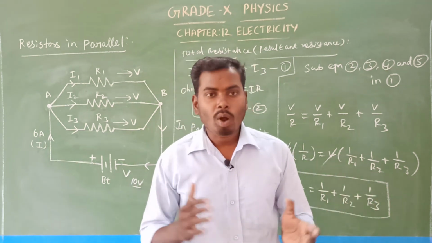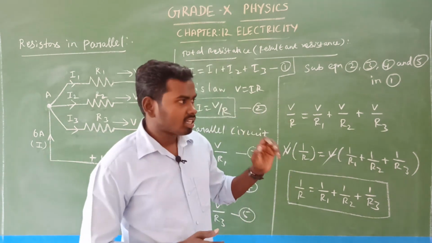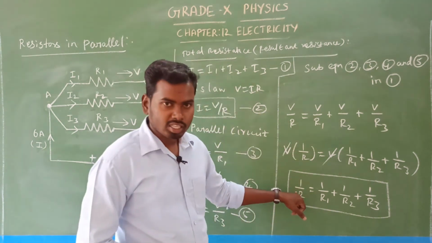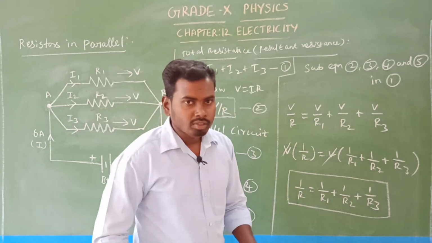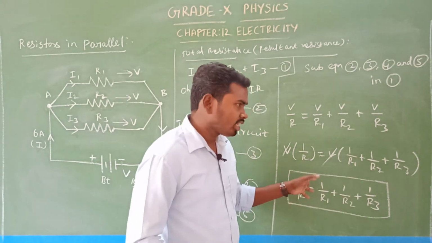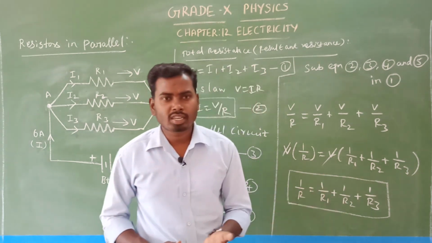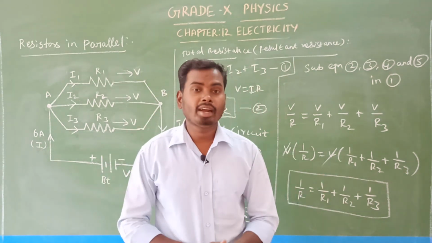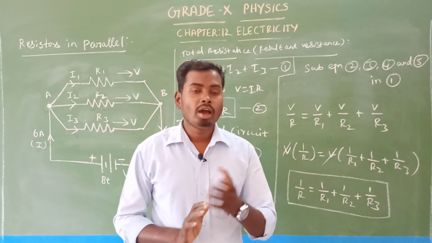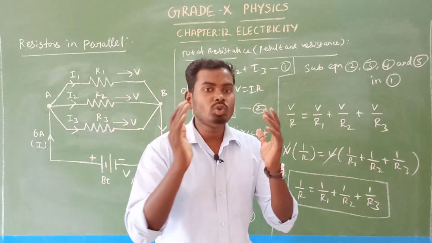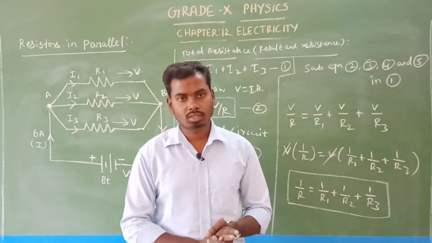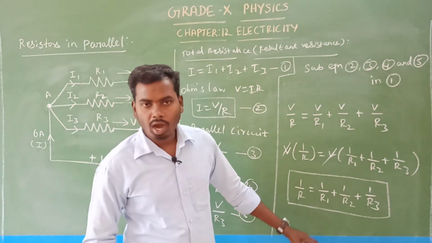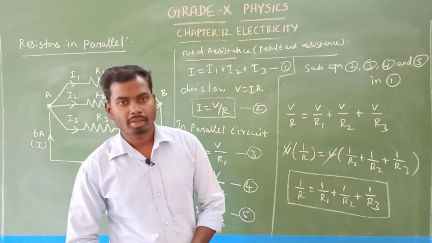Then what is the total resistance, sir? The total resistance is given by 1 by R equal to 1 by R1 plus 1 by R2 plus 1 by R3, which means the reciprocal of the total resistance of a number of resistances connected in parallel is equal to the reciprocal of the sum of individual resistances. Which means 1 by R is equal to 1 by R1 plus 1 by R2 plus 1 by R3. That's a very easy one.